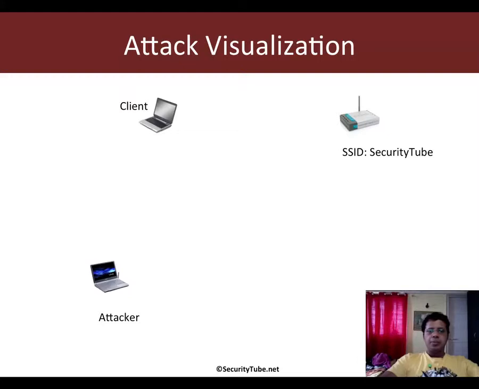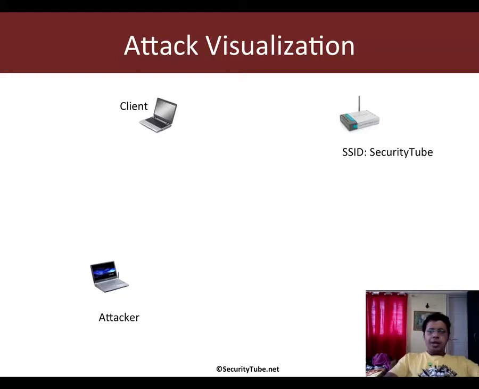Now, once this happens, this client will once again start trying to find the access point with SSID SecurityTube. Now, currently think about it from the client's perspective. There are two access points. One is the authorized one advertising SecurityTube, and the other is the attacker machine also advertising SecurityTube. So who would it connect to?